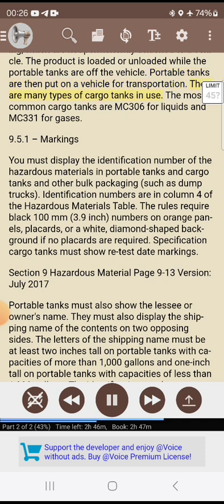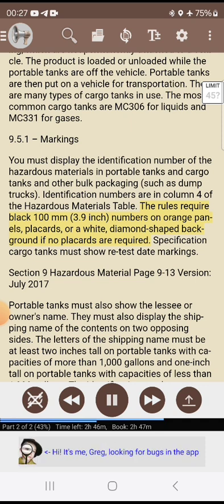There are many types of cargo tanks in use. The most common cargo tanks are MC306 for liquids and MC331 for gases. 9.5.1 Markings. You must display the identification number of the hazardous materials in portable tanks, cargo tanks, and other bulk packaging, such as dump trucks. Identification numbers are in column 4 of the hazardous materials table. The rules require black 100 mm, 3.9-inch numbers on orange panels, placards, or a white, diamond-shaped background if no placards are required. Specification cargo tanks must show retest date markings.